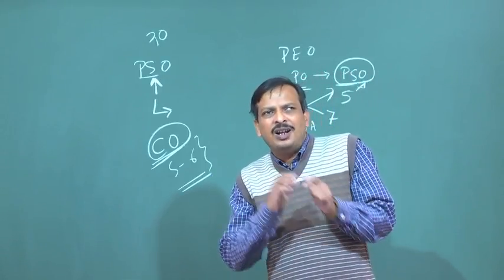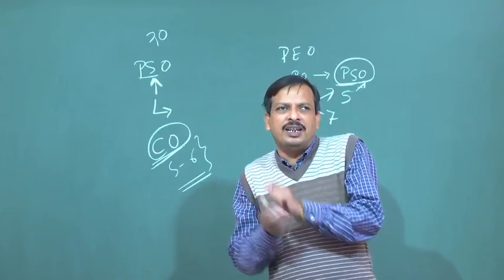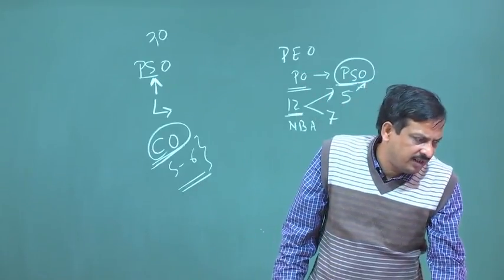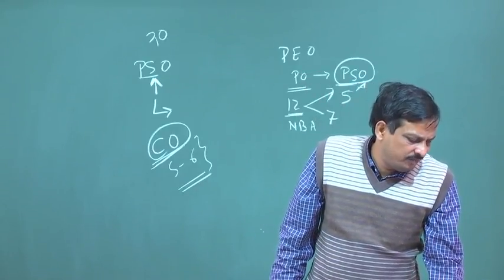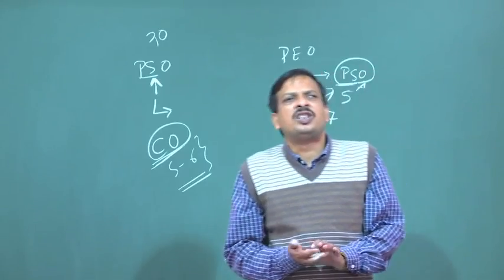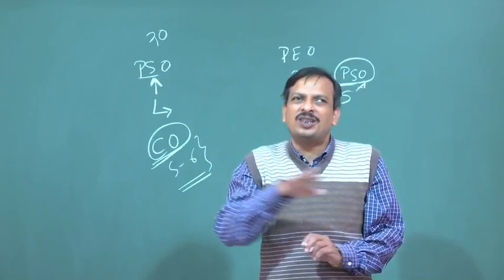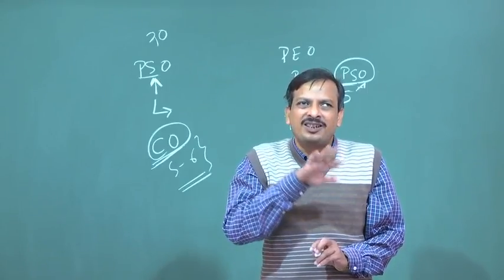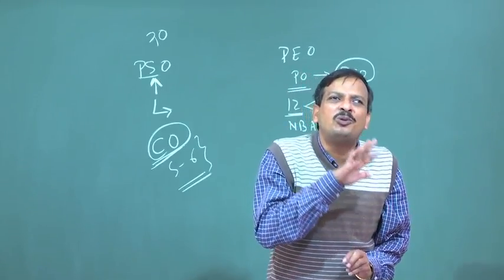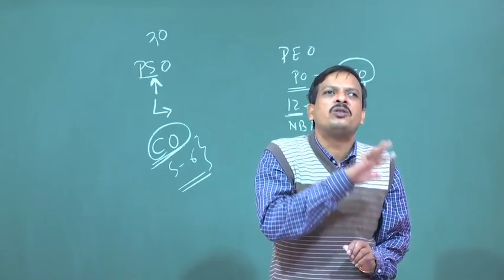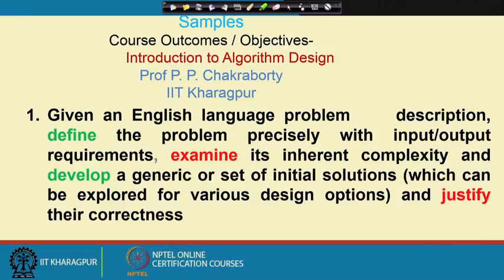And now I come again to the NBA side, where there is some challenge: CO-PO mapping, PO-PEO mapping. Those I will come to. First I will discuss how to write the course objective or course outcome. So, this is an example course outcome.